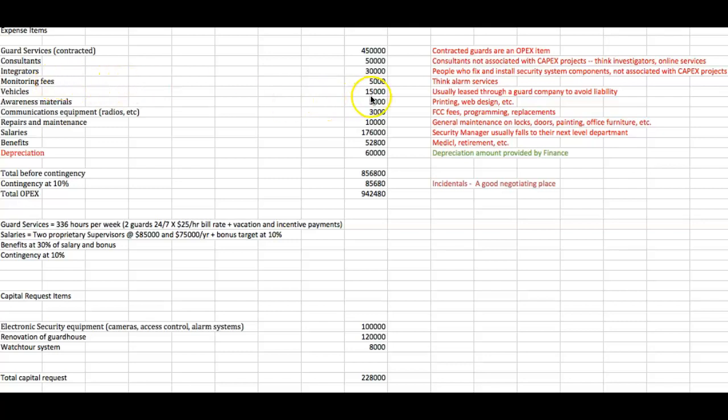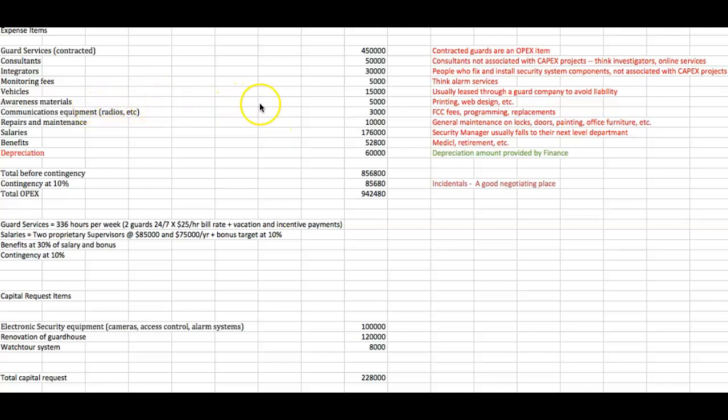Monitoring fees. I have an alarm service on one of my warehouse buildings on my property that an outside alarm service handles for me, and they charge me a certain amount per month for monitoring and a certain amount a month for rental of the equipment, $5,000 a year. That's what they charge. I know that they charge $5,000 because I have a contract with them, so I can put that $5,000 in and know that's going to be a good number.